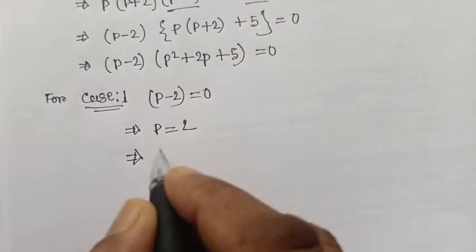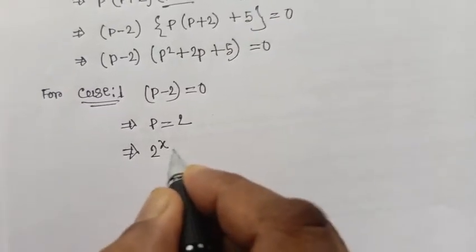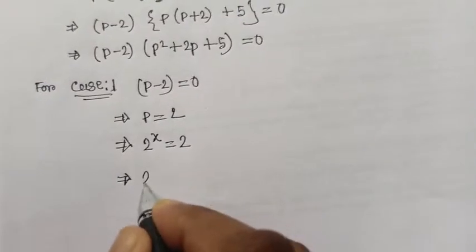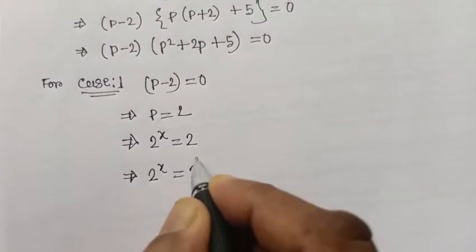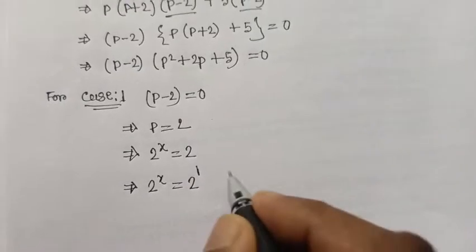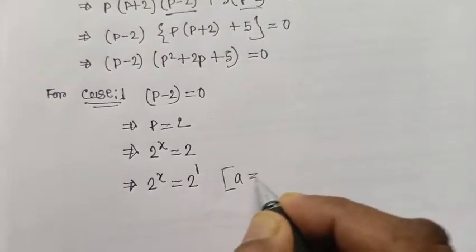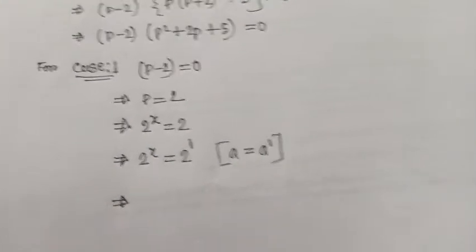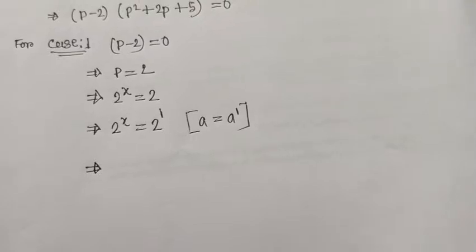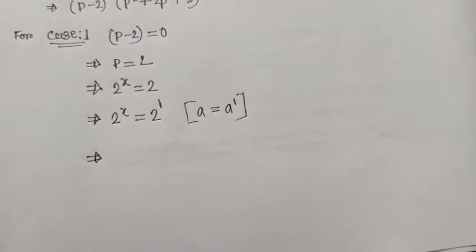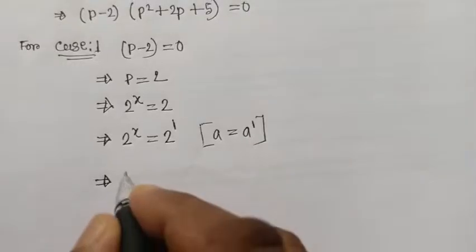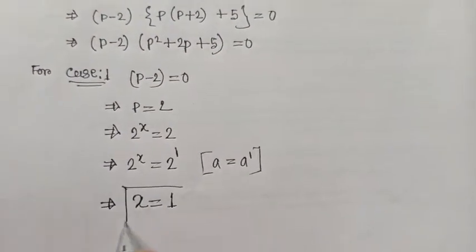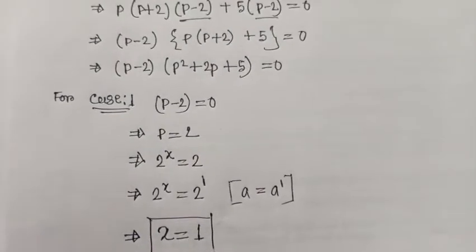Before, we have already let p be equal to 2 to the power x, which is equal to 2. Now we can write 2 as 2 to the power 1, as a is equal to a to the power 1. So from this we are seeing that the base of both sides is the same, and the base is 2, so we can write x equals 1. So we got one solution from here, that is x is equal to 1.